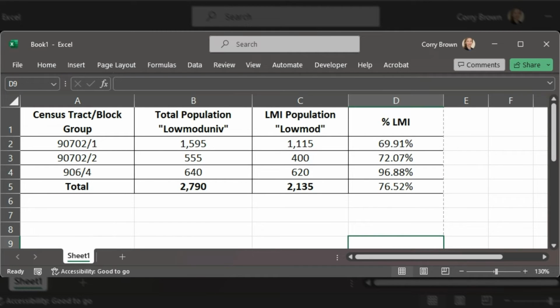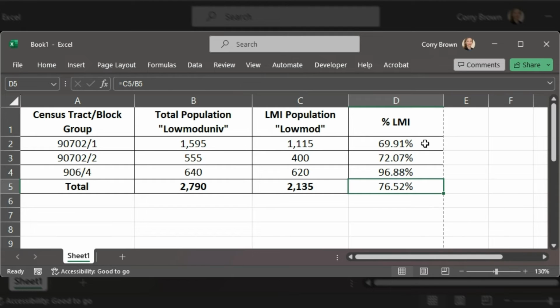We can do a quick little calculation here to combine the 3 block groups that we looked at. I pulled the total population, the LMI population, and the LMI percent just for reference. We're not actually using that in our calculation. It's really important that we use these totals to calculate the LMI percentage benefit.